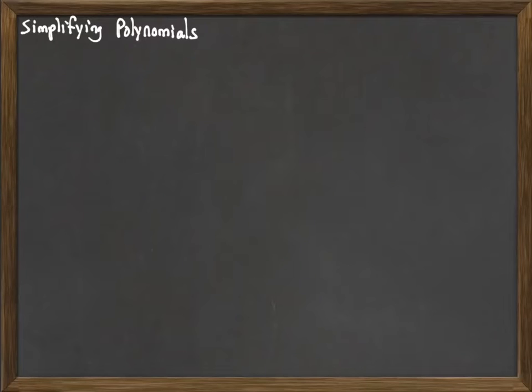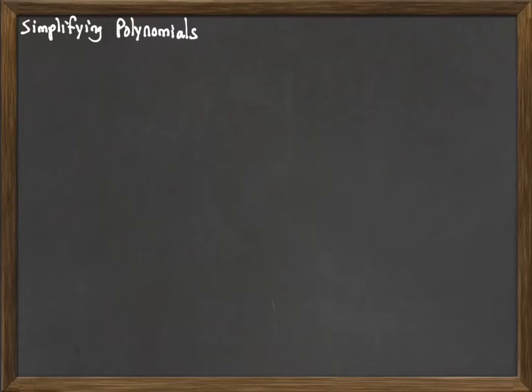Now that we have talked about what polynomials are, and we've looked at one property of polynomials, its degree, we've also looked at how to classify polynomials in terms of how many terms, as monomials, binomials, and trinomials, and we've talked about the number in front of the variable as being the coefficient. We're now ready to talk about simplifying polynomials.